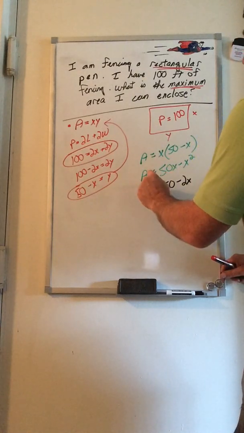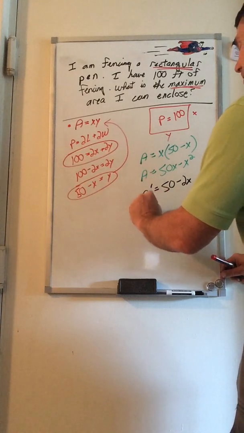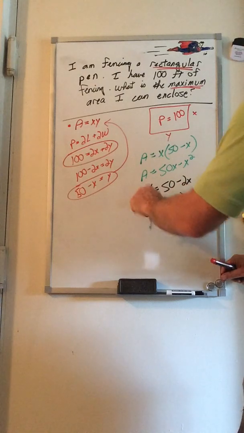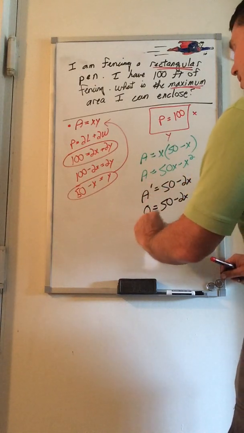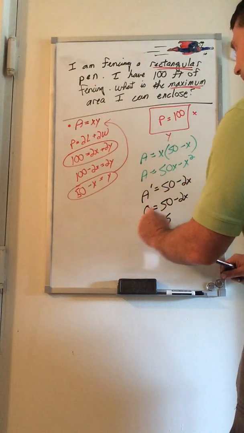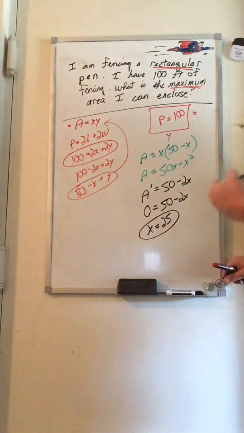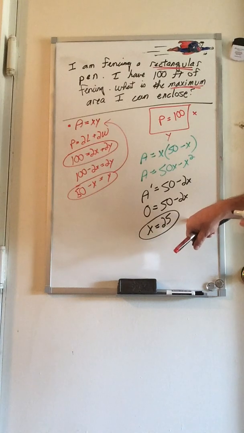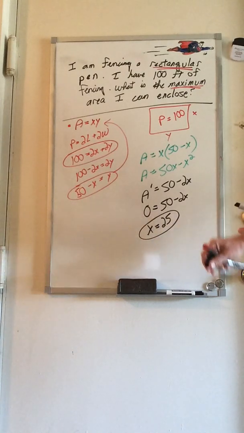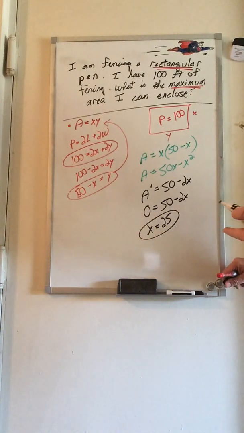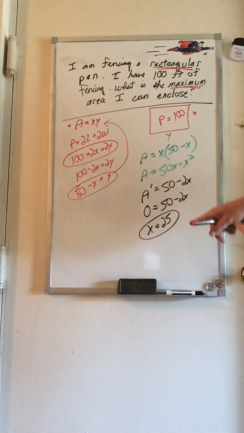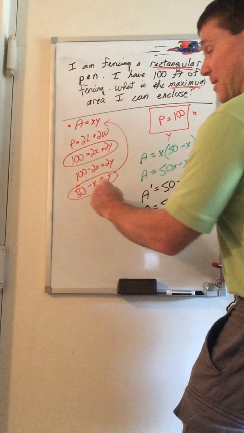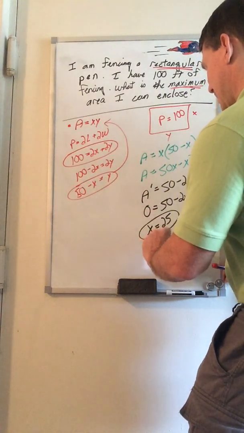Now to get the maximum, first derivative test, we find the critical points. Set it to 0. 0 equals 50 minus 2x. Add the 2x, divide by 2. You'll get x equals 25. Again, as I stressed before in the last video, you can throw this into the sign chart to make sure it actually gives you a maximum. It will, so I'm not going to take the time to do it. But now, if x is 25, y is 50 minus 25, so y is 25.